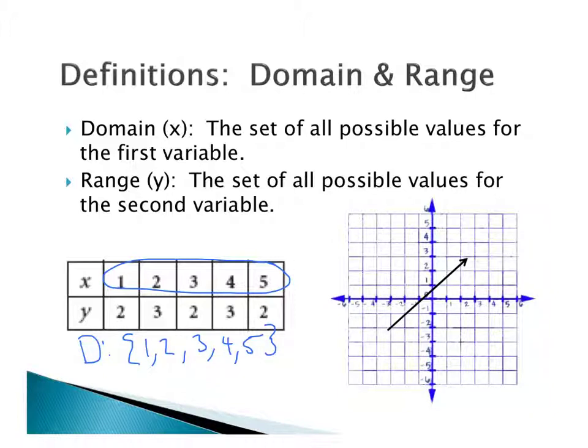So for my range, I have 2 and 3. And then it repeats 2, and then 3, and then 2. So I really only need to write down the number once. So there we have it, domain and range, when we have a table of values.